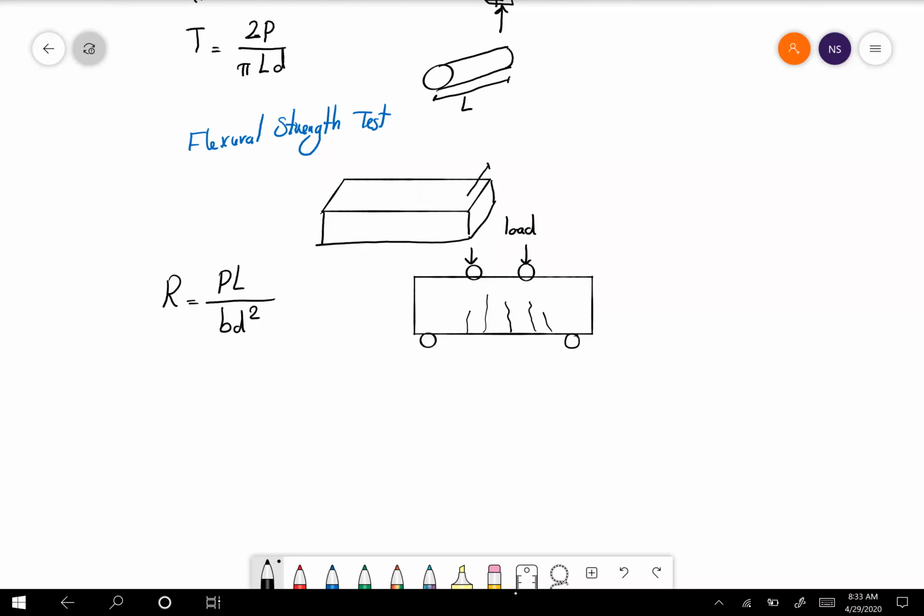And this is B. Depth of the specimen is D. This is L, length. And then P is the ultimate load until failure.